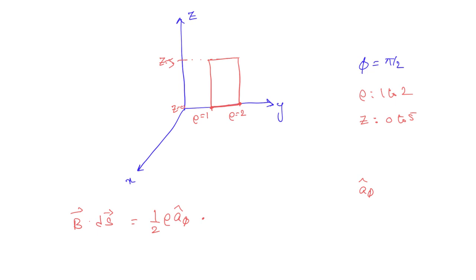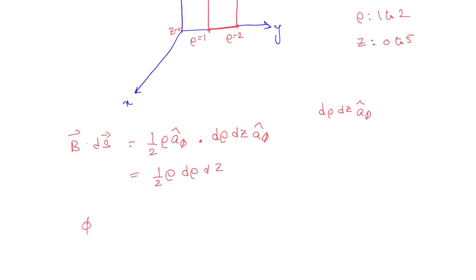When this is the case, the other two coordinates become the differential elements. What are the other two coordinates? Rho and z. They are not accompanied by any other parameter. So we have the elementary area as d rho dz A phi cap. The dot product is going to give you 1 by 2 rho d rho dz. So now we want the flux integral of 1 by 2 rho d rho dz.